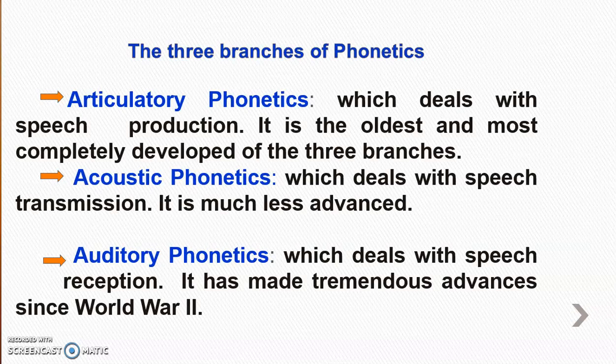So, we've spoken of 3 stages: the articulatory stage, the acoustic stage, and the auditory stage. So there are 3 branches of phonetics. Articulatory phonetics, which deals with speech production. It's the oldest and most completely developed of the 3 branches. Acoustic phonetics, which deals with speech transmission. It's much less advanced. And auditory phonetics, which deals with speech reception. This branch has made tremendous advances since World War II.